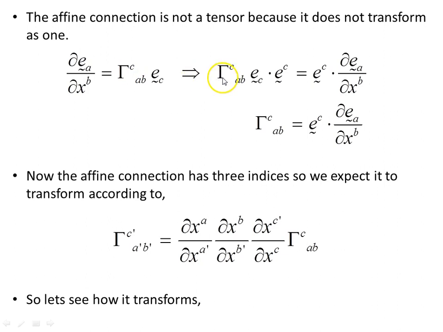Now, that implies that if we take the dot product of both sides with e contravariant c here, then the Kronecker delta applies here, and this becomes 1. And we get gamma c a b is e c dot the partial derivative of e a with respect to x b. This expression here is what we will use to show that this does not transform as a tensor. Now, the affine connection has 3 indices, so we expect it to transform according to this, and we'll see that that's not what happens.